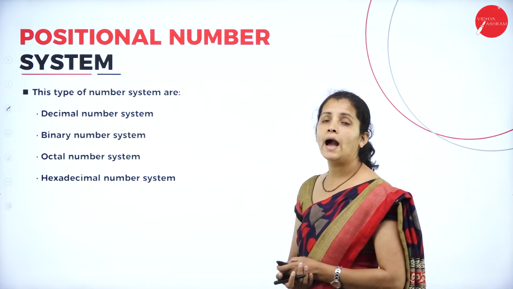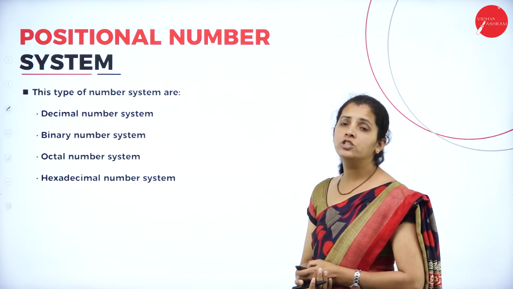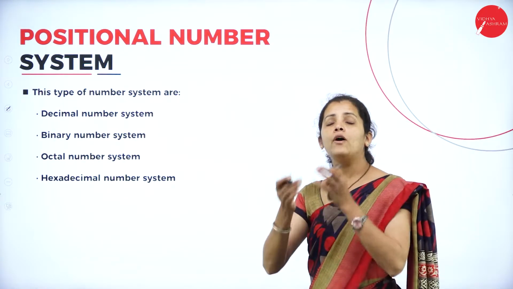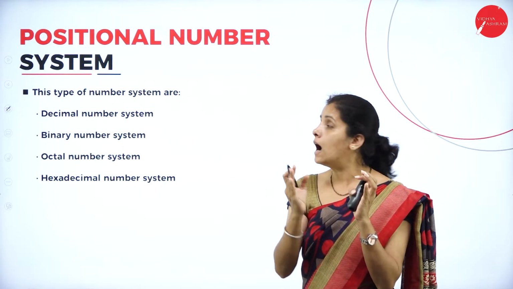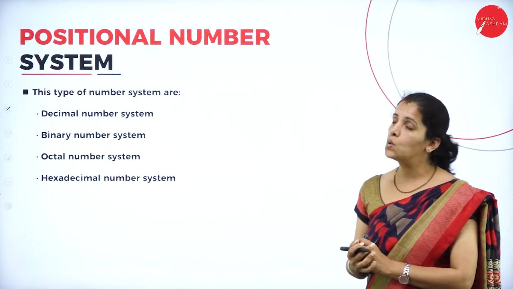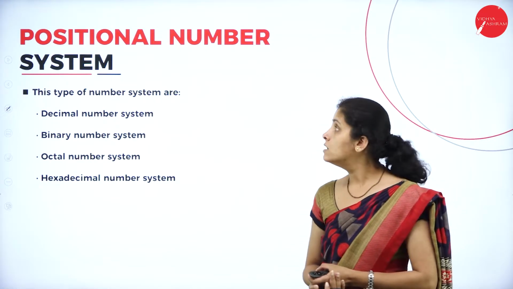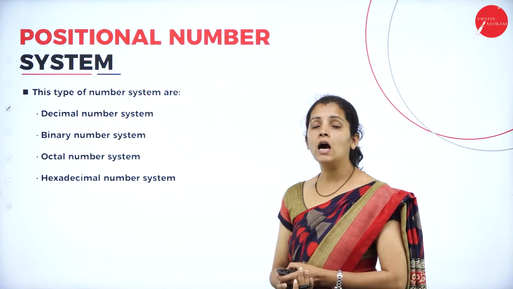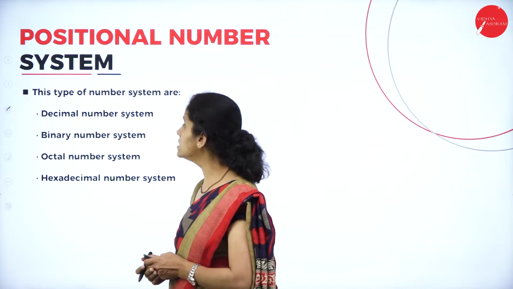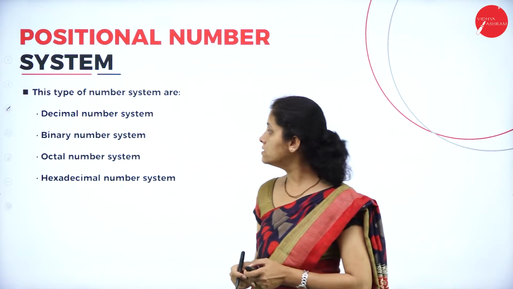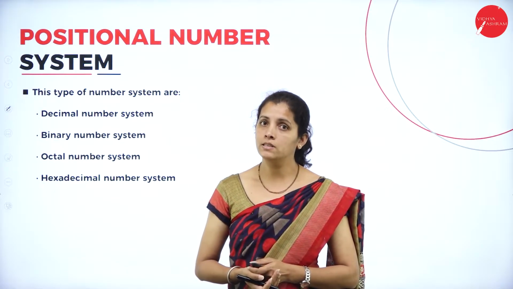Now, I'm going to have the second type of number system, that is known as positional number system. For each digit, I'm going to have the position as well as weight, and that kind of number system is known as positional number system. So dear student, here positional number systems are categorized into 4 different types, that is decimal number system, binary number system, octal number system as well as hexadecimal number system.